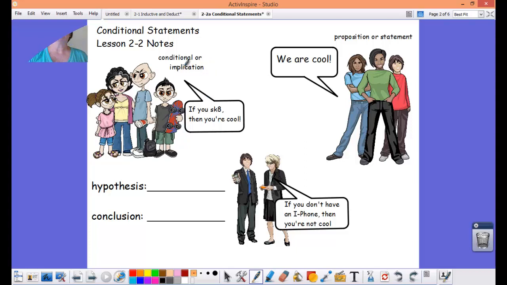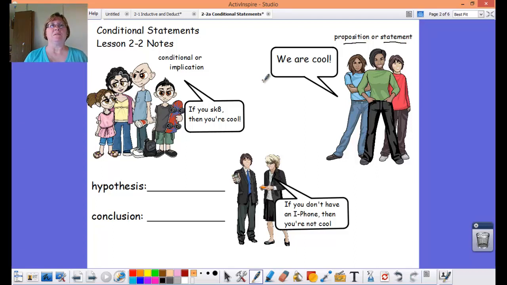The title of today's lesson is Conditional Statements, and I have three groups of people who are making statements. I will tell you that two of them are conditionals. A conditional is a statement that has an if and a then in it. This group of people, there is no ifs, ands, or buts about it. They are just stating, we are cool. And that, folks, is called a proposition or just a statement. It's a statement of, well, maybe a fact. Statements don't always have to be true.